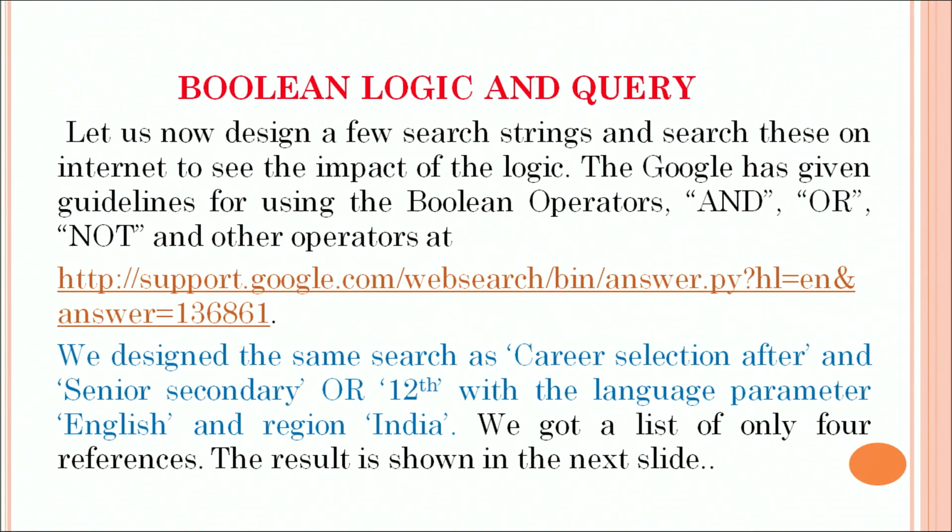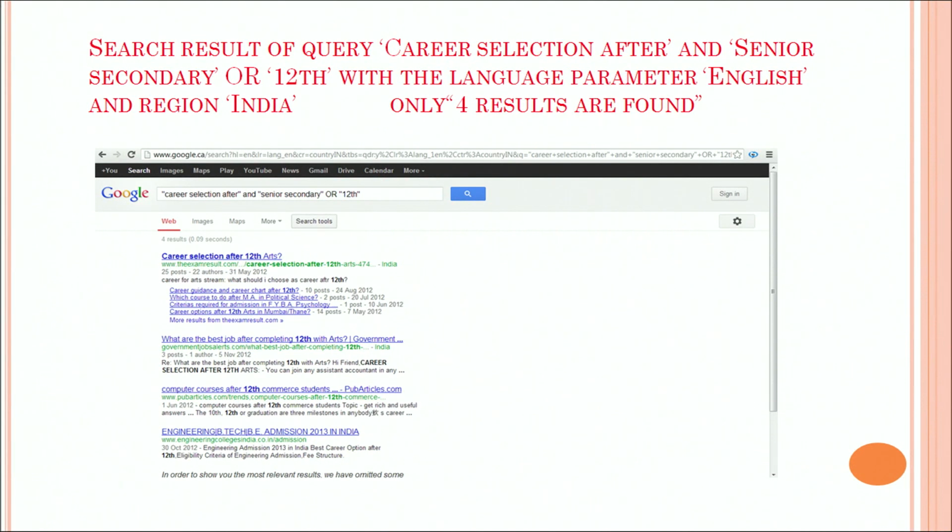This is the link which we are showing for searching with AND NOT. We designed the same search, career selection after senior secondary or 12th, with the language parameter English and the region India. We got a list of only 4 references, which the result is showing in our next slide. You can see that when we put Boolean operators in between the same search string, how much fewer outputs we get. This is showing the results.